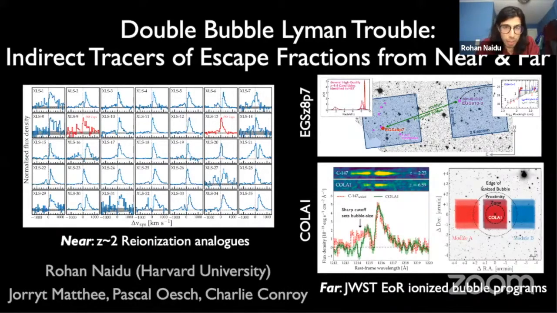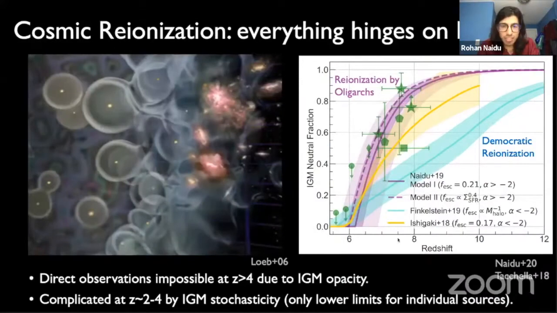So this talk is going to be a talk about escape fractions. Escape fractions are our single greatest hurdle to progress when it comes to understanding cosmic reionization. By escape fractions, I mean the fraction of ionizing photons that are produced in these early star-forming galaxies that then make it out of their ISM to reionize the IGM.